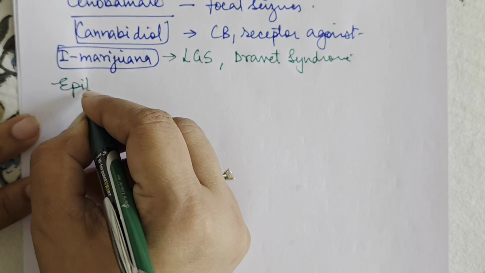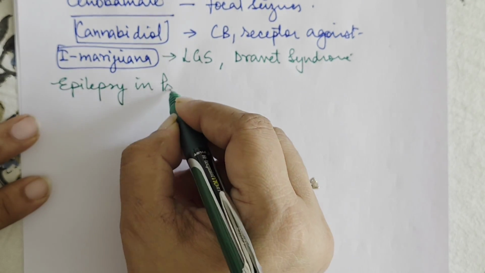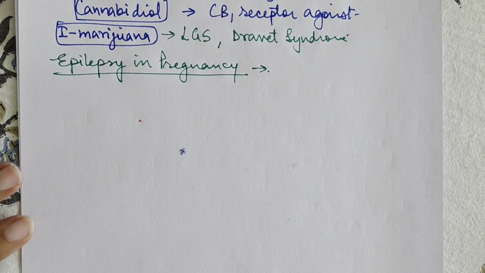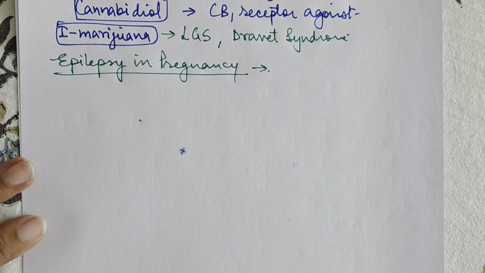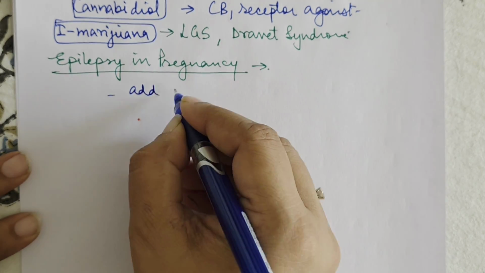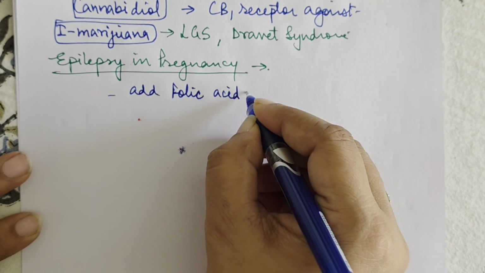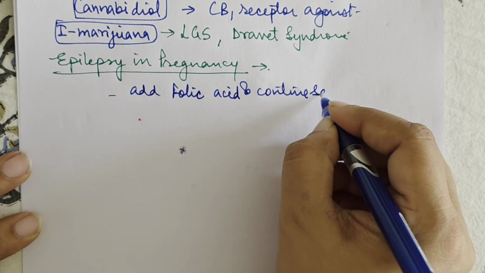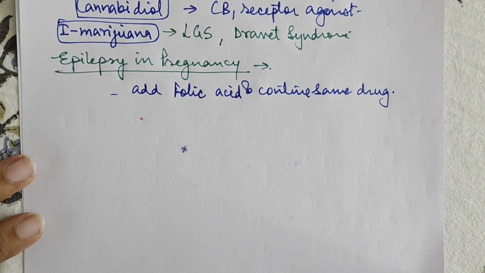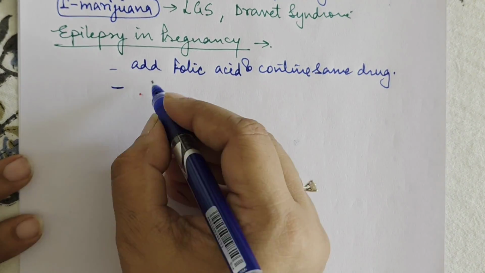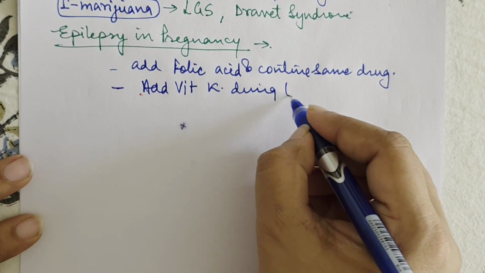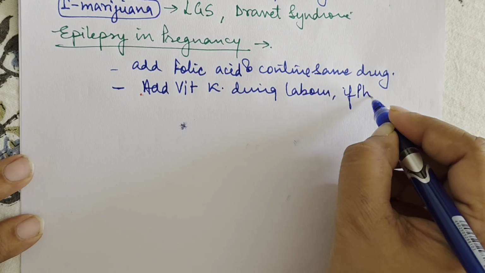Now another important situation is epilepsy in pregnancy. So now pregnancy, see, all these epileptic drugs are having very huge teratogenic effects. So most important step is to control the seizures. First thing, female is already on epileptic drug, continue the same drug, add folic acid. Continue same drug, because when you change the drug, many times the epilepsy is precipitated. So folic acid is to be added to prevent neural tube defect. अगर phenytoin ले रहे हैं, then add vitamin K also during labor if phenytoin is being taken.